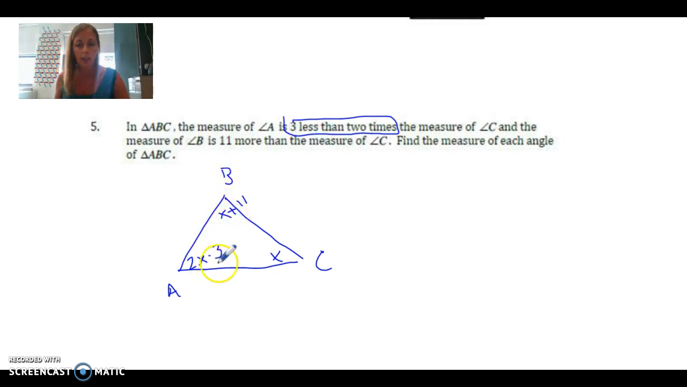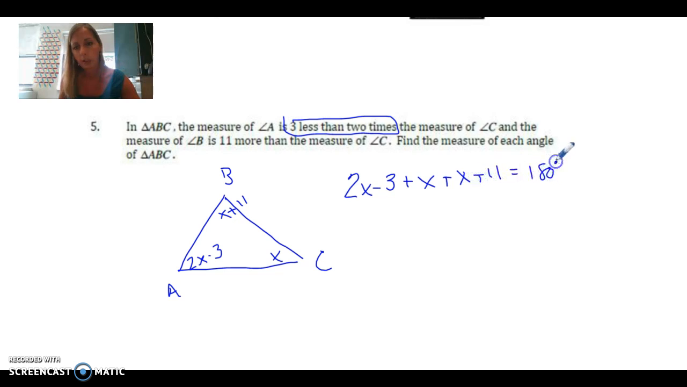Find the measure of each angle, and so you're going to recall that the sum of the angles in a triangle is 180. So I'm going to write an equation for you that would look like this: 2x minus 3 plus x plus 11 has to equal 180 degrees. These are pluses here. Okay, so go ahead and solve that equation and finish up question number 5. Make sure you go back and find the measure of each angle. Answer the question asked.